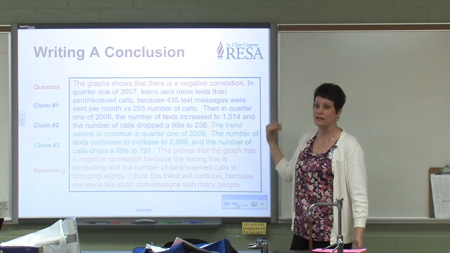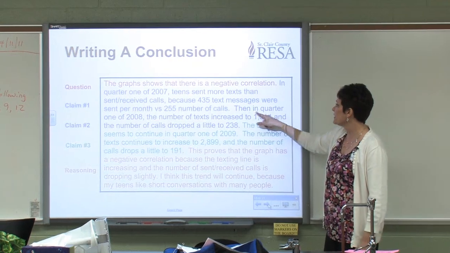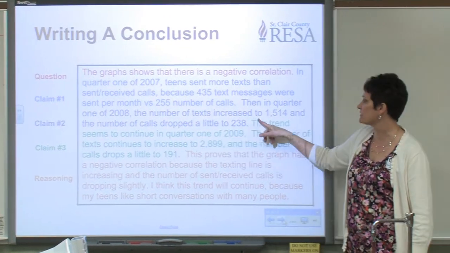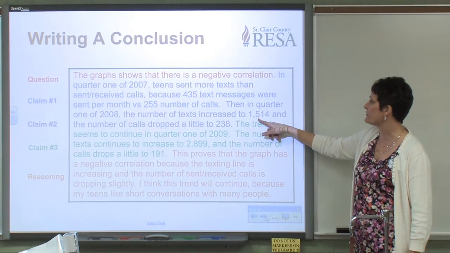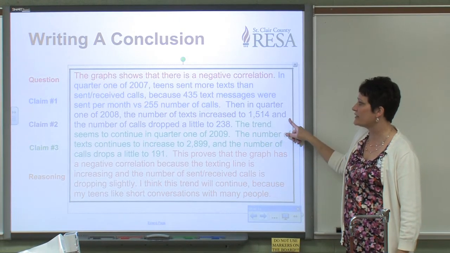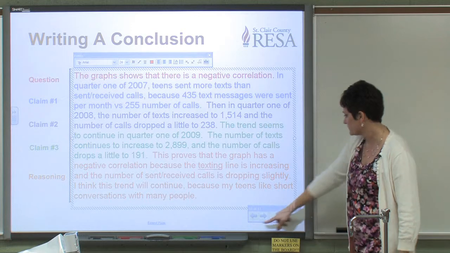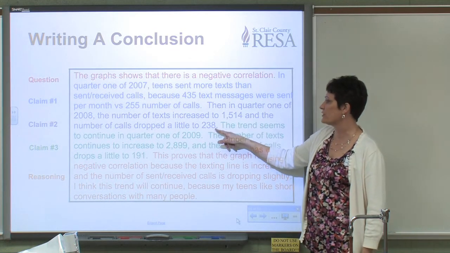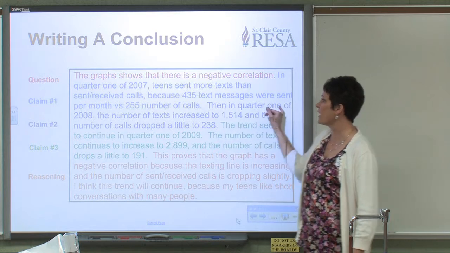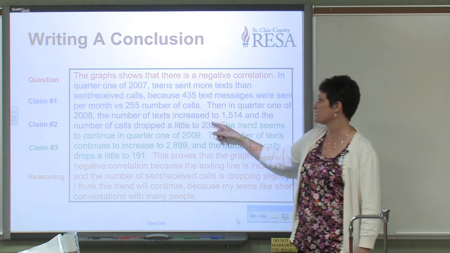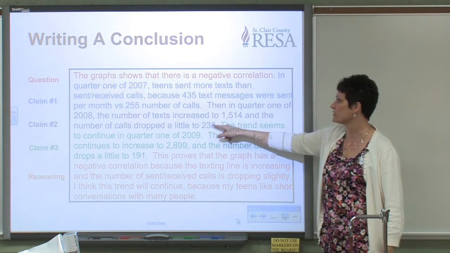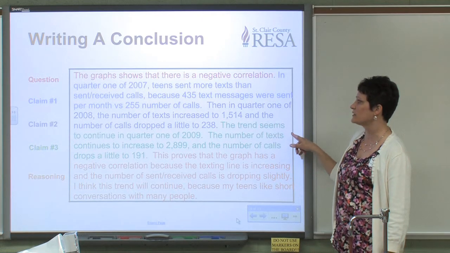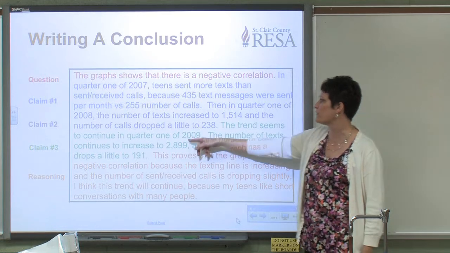So then here's my claim 2. It could have been yours. Then in quarter 1 of 2008, the number of texts increased to 1,514, and the number of calls dropped a little to 238. So my claim was, in this quarter, text has increased. My evidence was, here's my numbers. Okay? So in claim 3, the trend seems to continue in quarter 1 of 09.